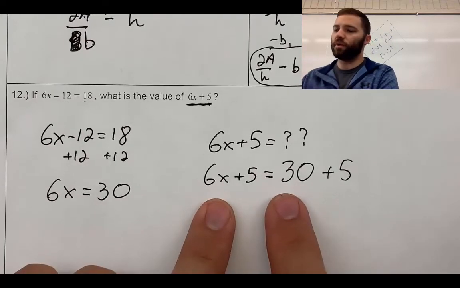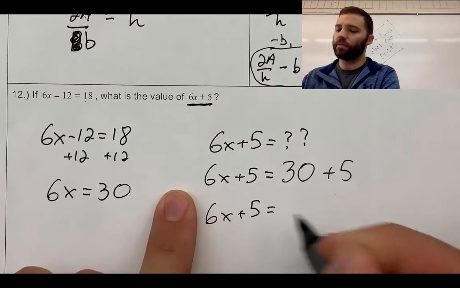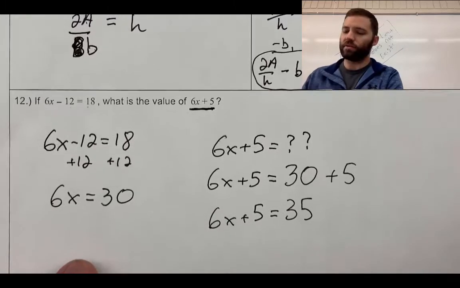All right, so now I can simplify. I have 6x plus 5 is equal to 35. And then I just solved the problem. So the answer is 35.